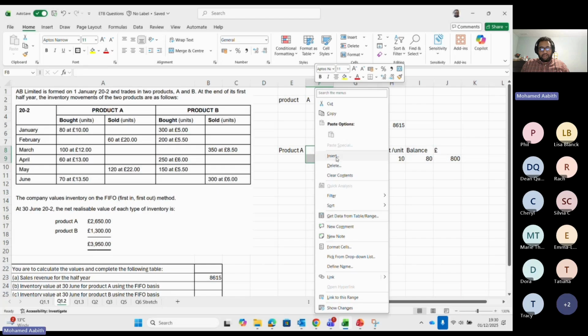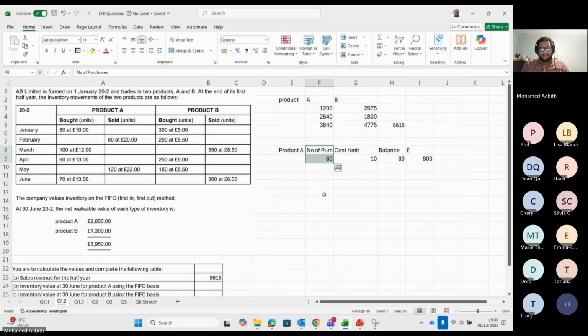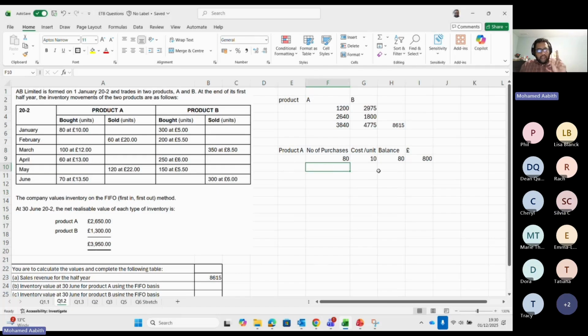Let's do this way. Delete. Okay, so that should be fine now. Product A. So do we have any more of it? Yes, because if you noticed, I have issued 60 items. So if I issue 60 items, what is left now? We have 20 items left.